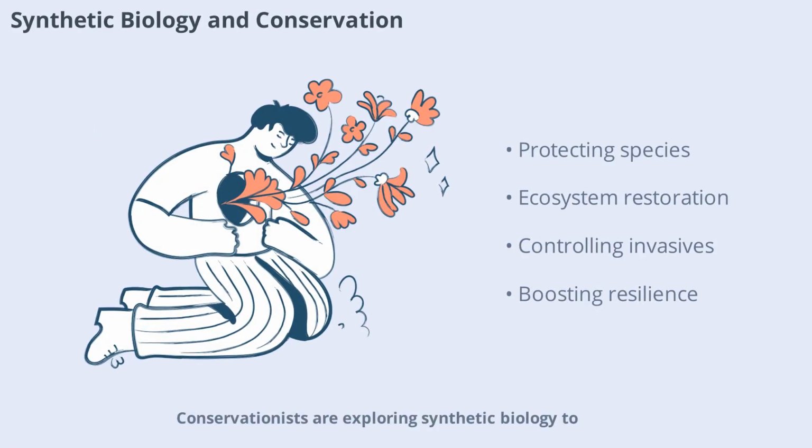Conservationists are exploring synthetic biology to protect endangered species and restore ecosystems. Engineered microbes can help control invasive species, while synthetic genes may be used to boost the resilience of threatened populations. These approaches offer new tools for biodiversity conservation and ecosystem management.